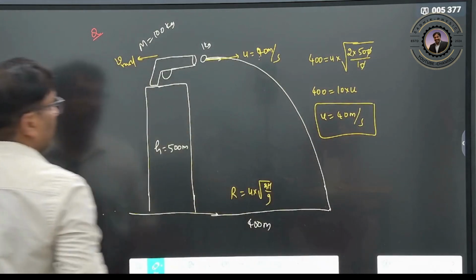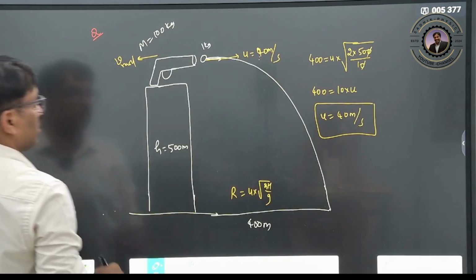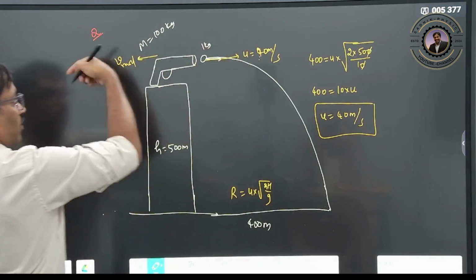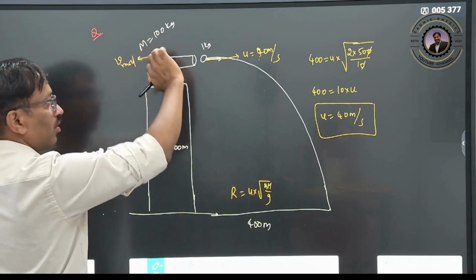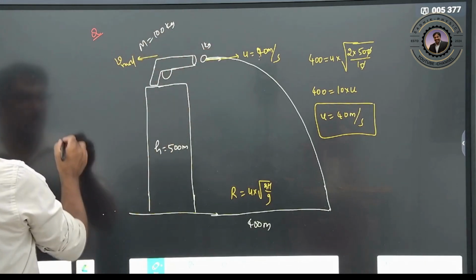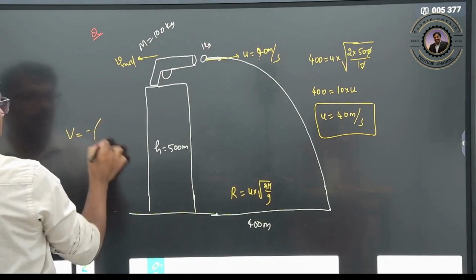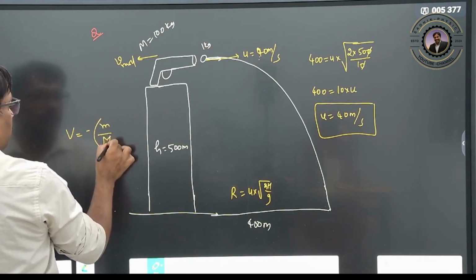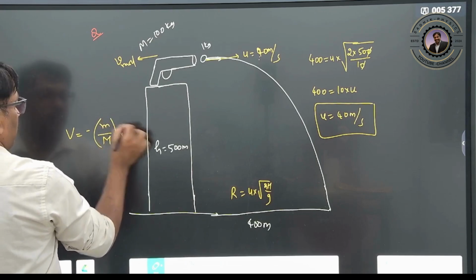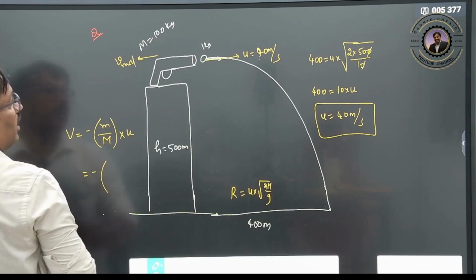Very easily, just as we did in the previous question. Initially there is no momentum, finally there is momentum. So we calculate the recoil velocity of the gun: mass of the bullet by mass of the gun into velocity. So what is the mass of the bullet?